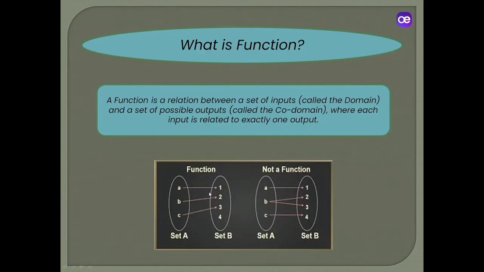For input b we get multiple values, which violates the condition of a function. So this is not a function.